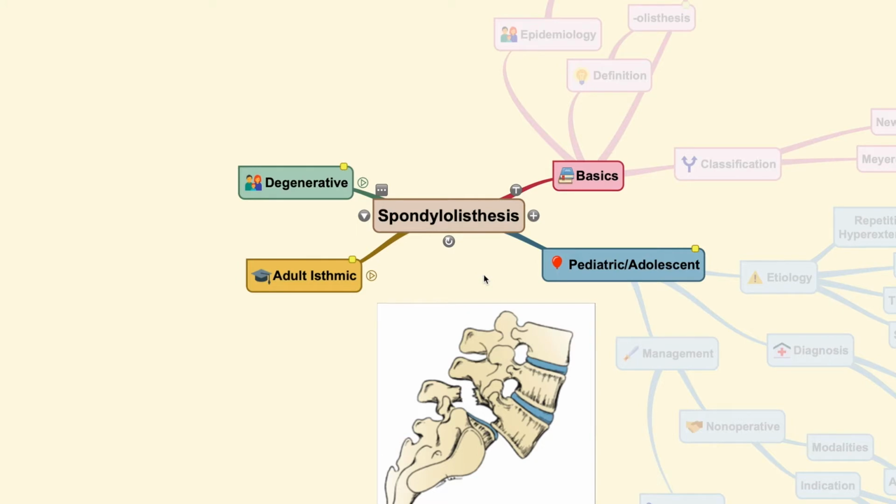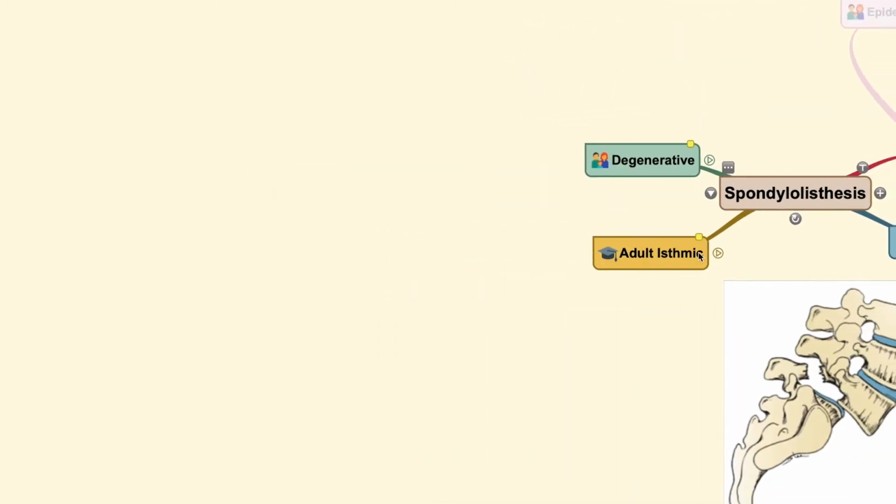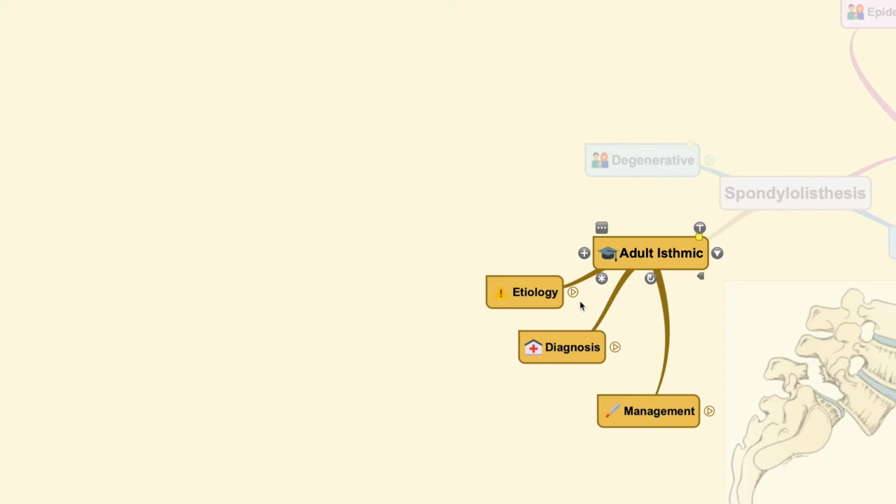In the last video, I discussed extensively about spondylolisthesis regarding its basics and its concern in the sagittal balance, and also regarding the pediatric or adolescent type of spondylolisthesis. Today, I would like to discuss more about the adult isthmic type and also the degenerative type that is more commonly seen in the population. So the first one would be the adult isthmic type.